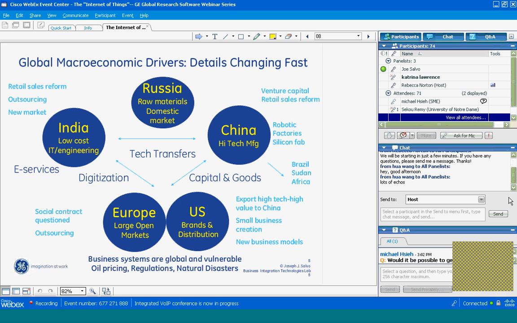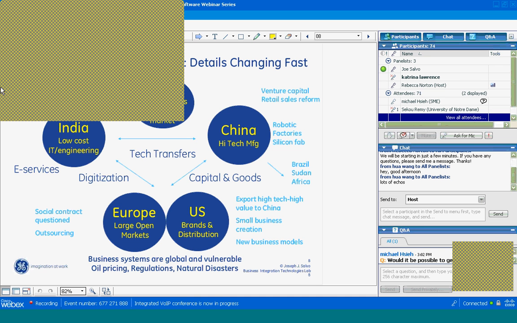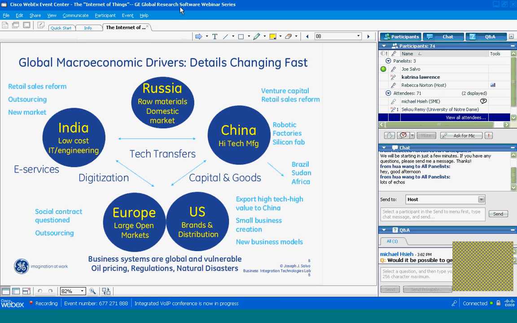This chart dates back about 10 years. The landscape has changed quite a bit. We now see that China has moved more into high-tech manufacturing. India is actually doing outsourcing on its own. They've become an enormous new market. And the U.S. is now exporting high-tech, value-added items to China and around the world. We've become a small business creation hub, and new business models are driving innovation like never before.